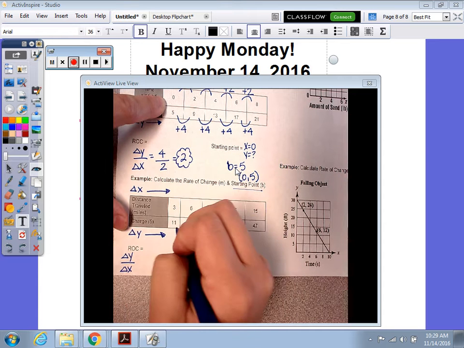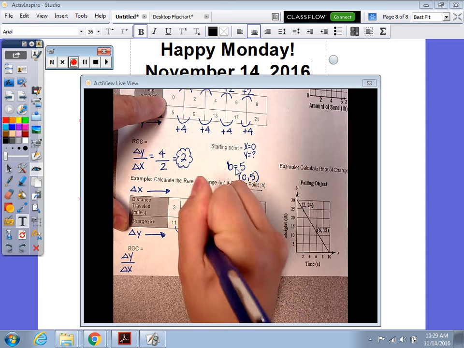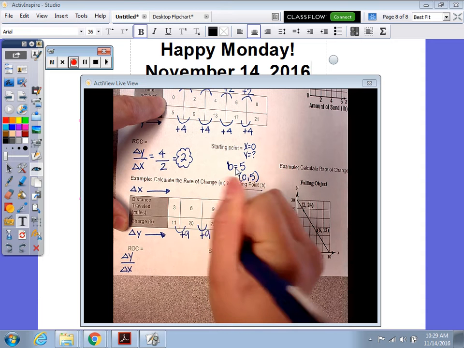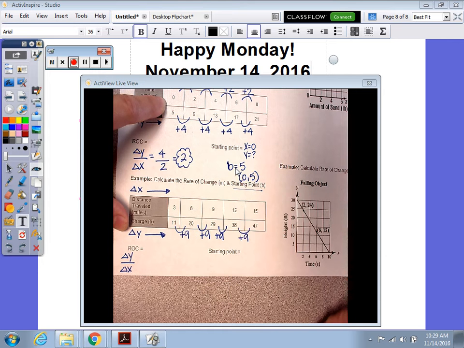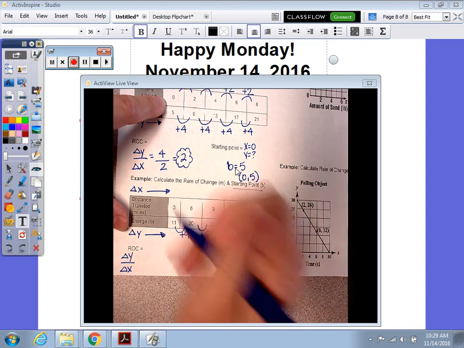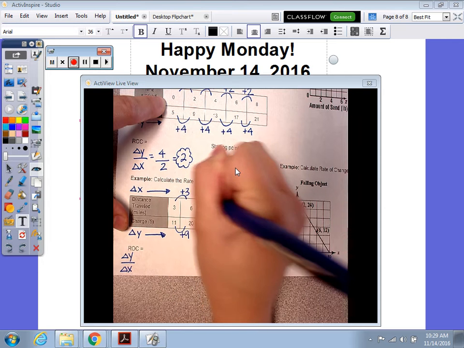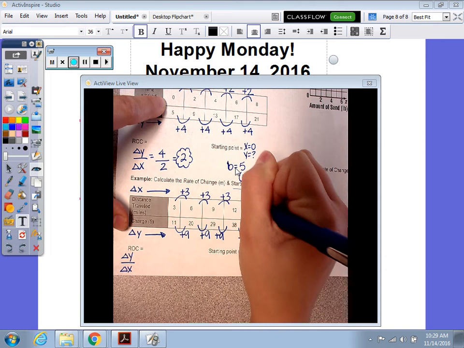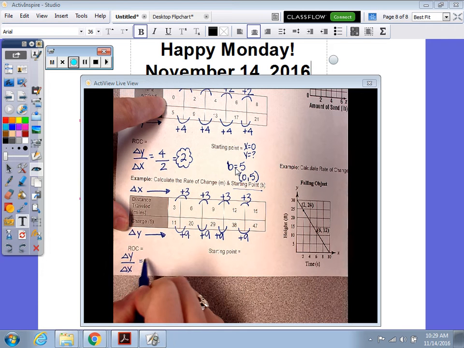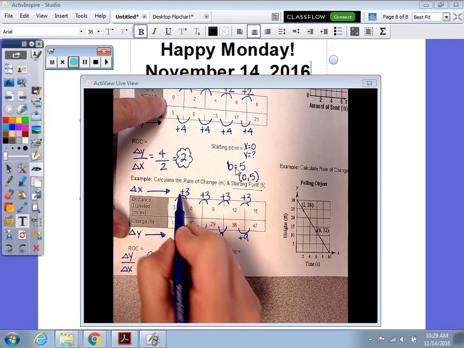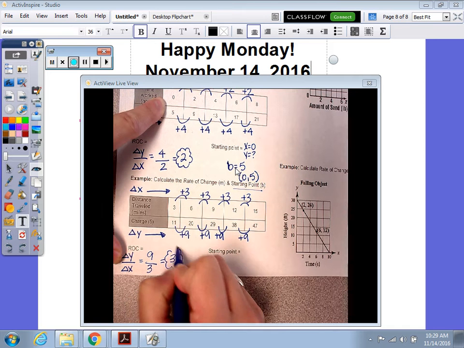Okay, so from 11 to 20, I added 9. From 20 to 29, I added 9. From 29 to 38, I added 9. And from 38 to 47, I added 9. Well, what happened with my change in x is that I added 3 between each number. So, my change in y is 9. My change in x is 3, and that reduced is 3. So that is my rate of change.